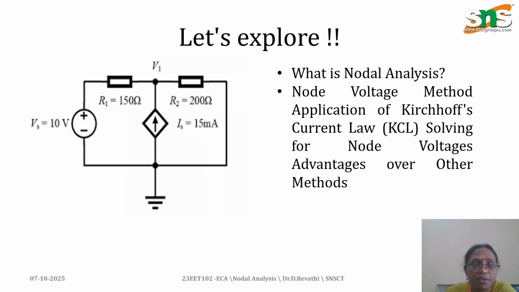And how to find a node? Yes, when more than two elements meet at a point, that point you consider as a node. Clear? In that, how many nodes are available in the circuit? Among these, one of the nodes we have to consider as ground, and that is considered as the reference node. The voltage of the reference node is 0. Good.